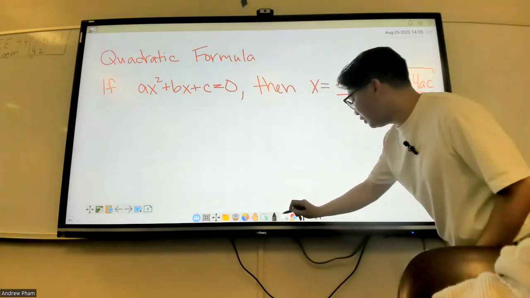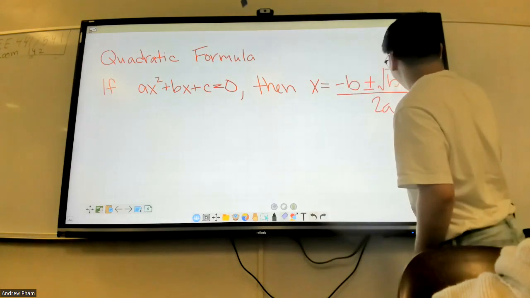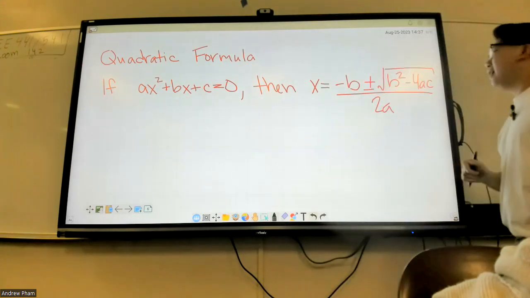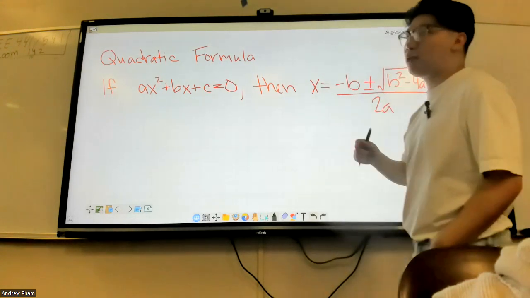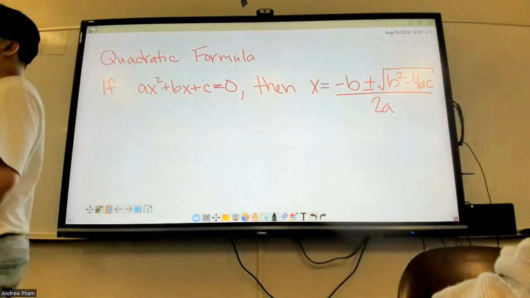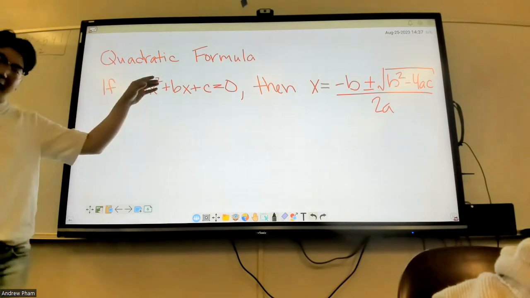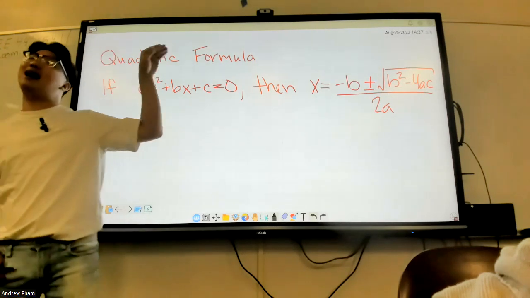I don't know why it keeps on changing color, but let me change that because that's bothering me. Let's see. Negative b plus or minus the square root of b squared minus 4ac all over 2a. Remember how I said that you're allowed to have a sheet with you for your exam? Maybe this is something you want to include. I don't know, but just a suggestion. So we have the quadratic formula. If I ever have ax squared plus bx plus c equal to 0, then I know what x is.